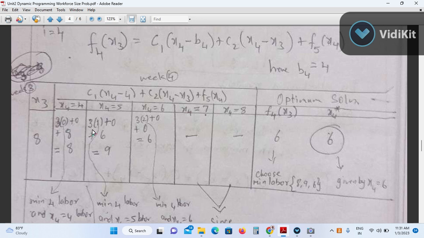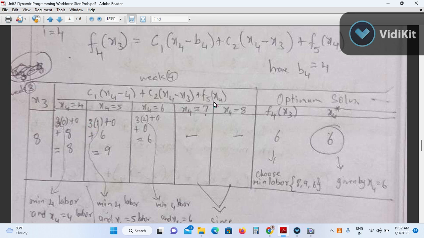Plus, what happened in this case? C2 of x4 minus x3. So what is the formula? 4 plus 2 times (x4 minus x3). So x4 is 4, x3 is 8. So this is meaningless, am I right? Because here you have only 4 laborers, but the question is that for next week you need 8, right? So that is not possible. Therefore we get 0.